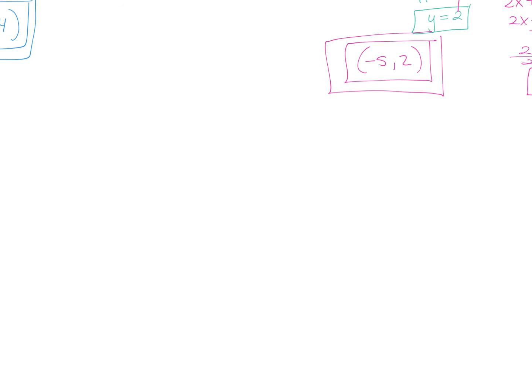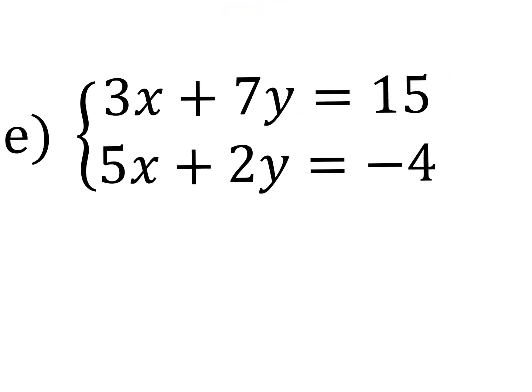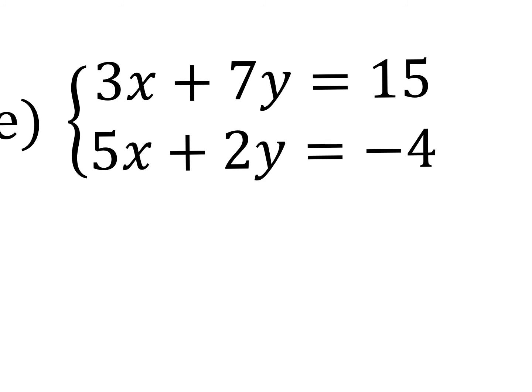Okay, letter E. You try it. 3x plus 7y equals 15. 5x plus 2y equals -4. Give it a go. I believe in you.